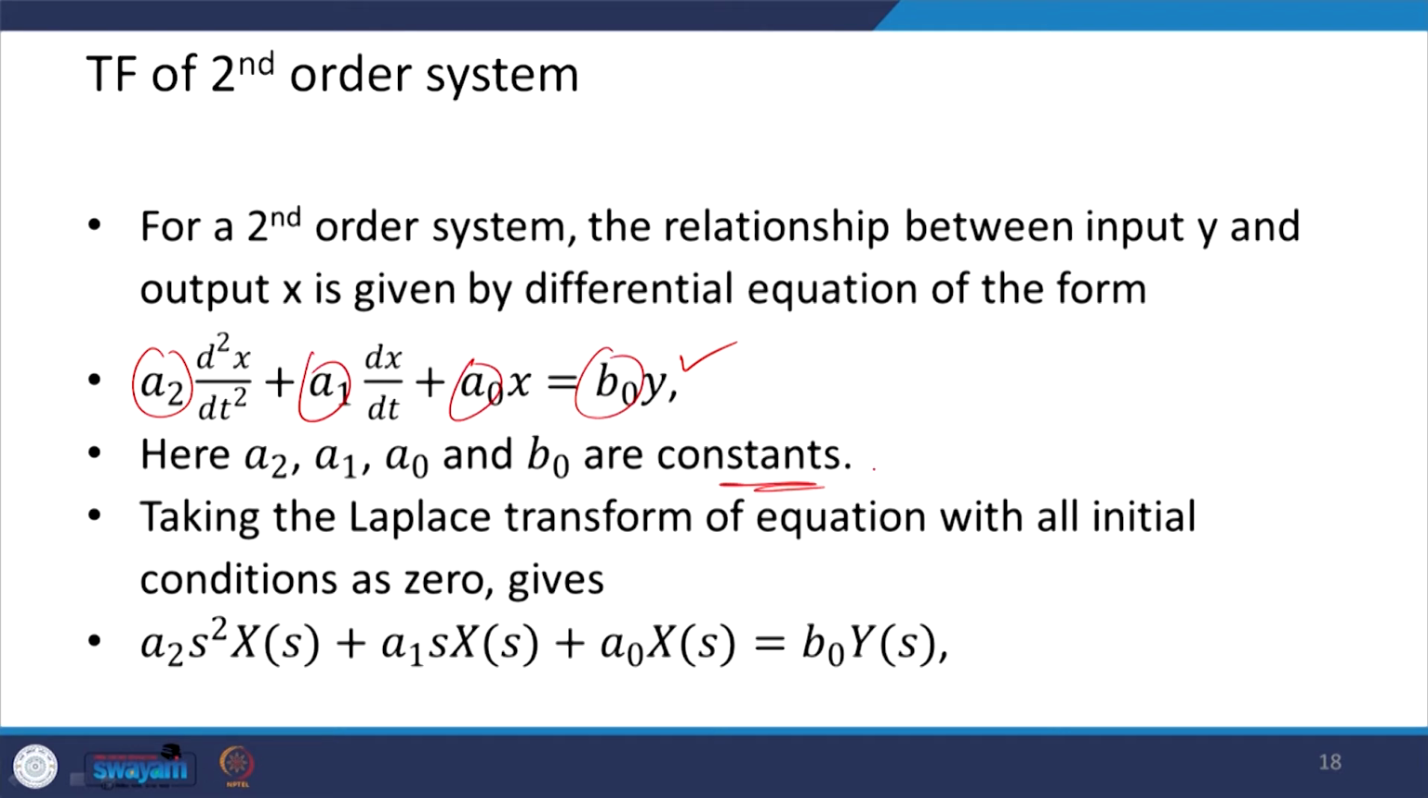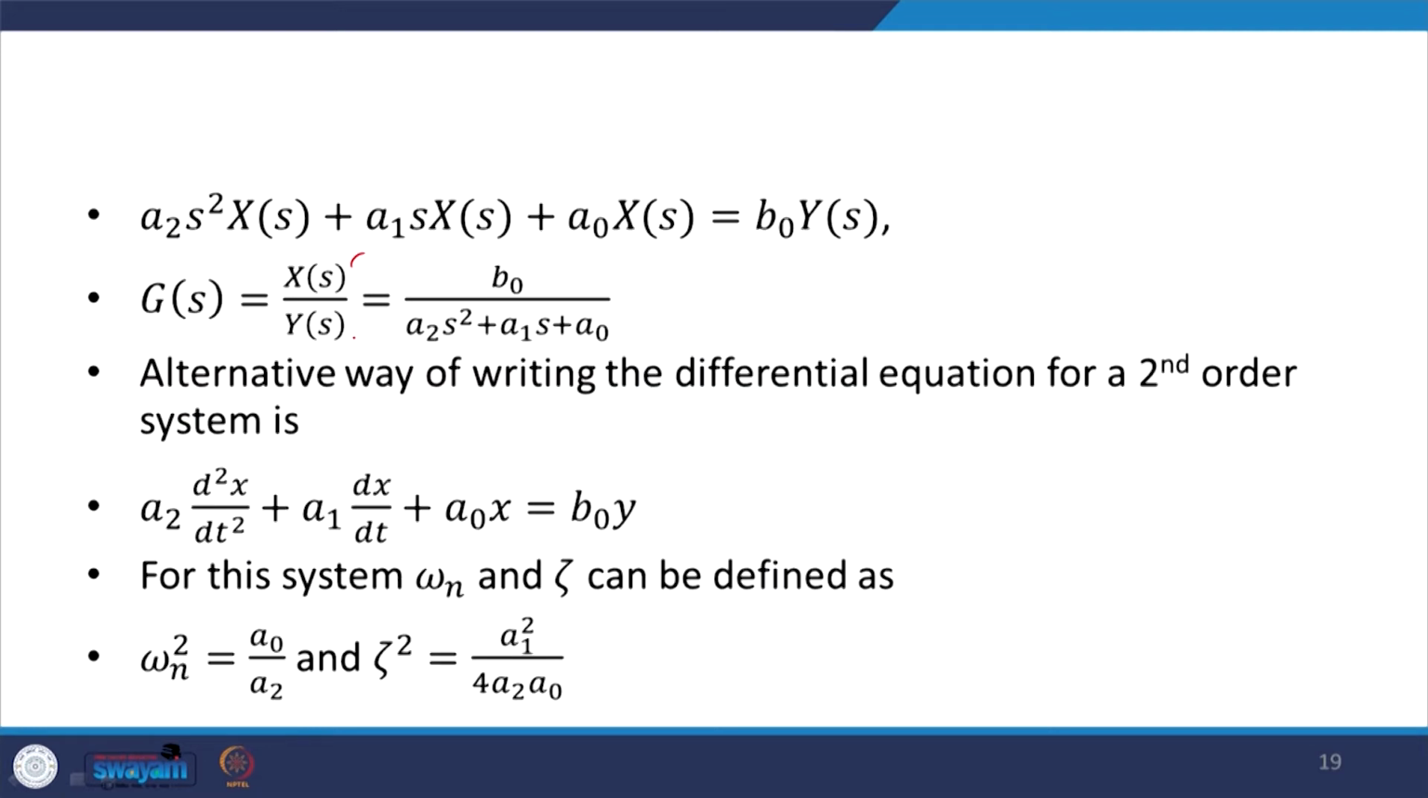Now, if I take the Laplace of this, this is a second derivative, so this is basically s square X(s), the first derivative is s X(s), and here it will be only X(s) and Y(s). So, now I can find out the relationship between X(s) and Y(s), and it is this one. Here you can see that we have a quadratic term in s.